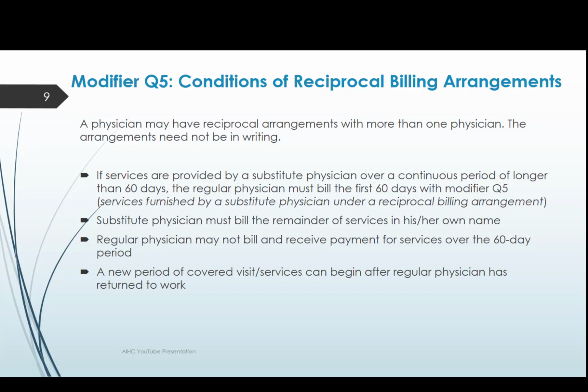If services are provided by a substitute physician over a continuous period of time longer than 60 days, the regular physician must bill the first 60 days with Modifier Q5, and the substitute physician bills the remainder of services in his or her name. The regular physician may not bill and receive payment for services over the 60-day period, and a new period of covered visit services can begin after the regular physician has returned to work.